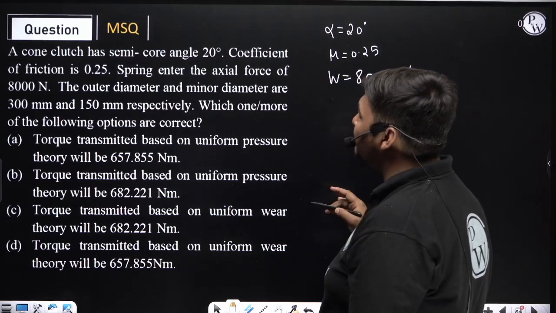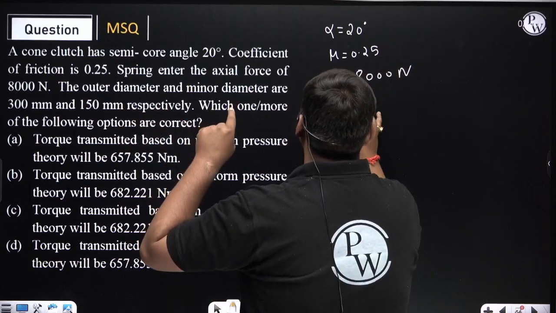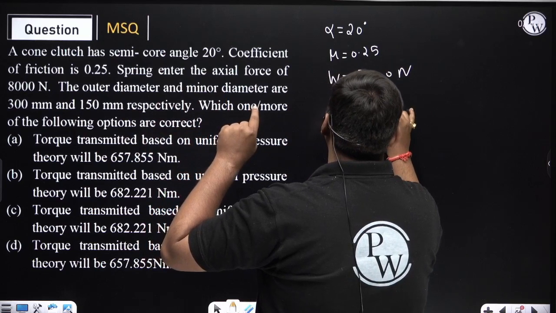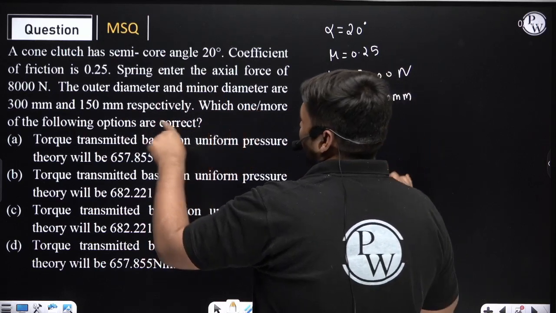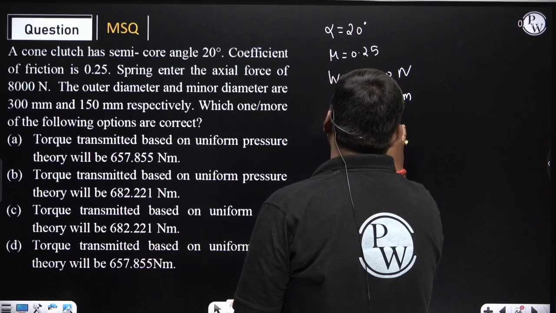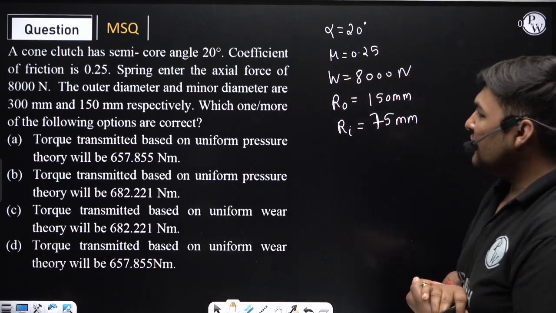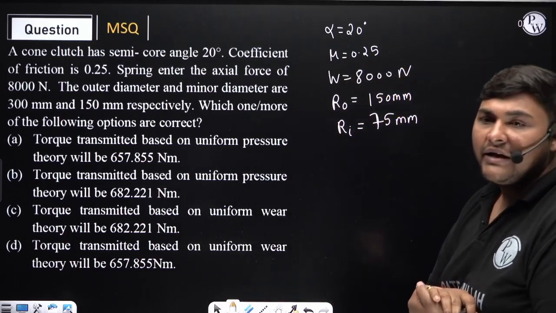The outer and inner diameters are given. Outer diameter is 300 mm, so the outer radius will be half of 300, that is 150 mm. Inner diameter is 150 mm, so the inner radius will be half of 150, that is 75 mm. Which one or more of the following options are correct?